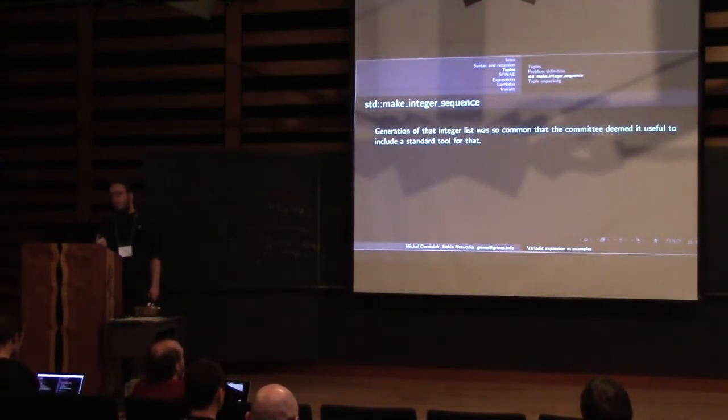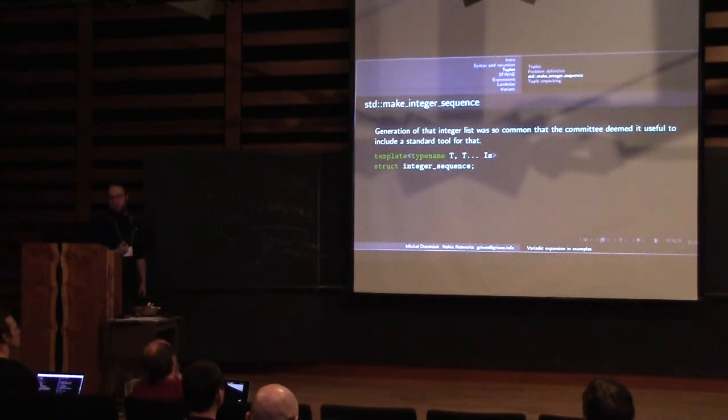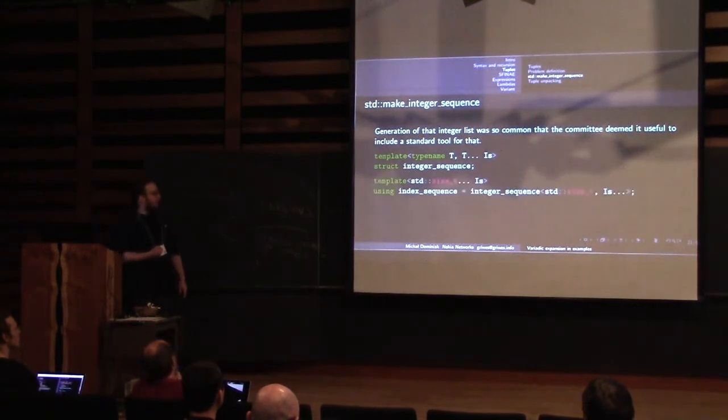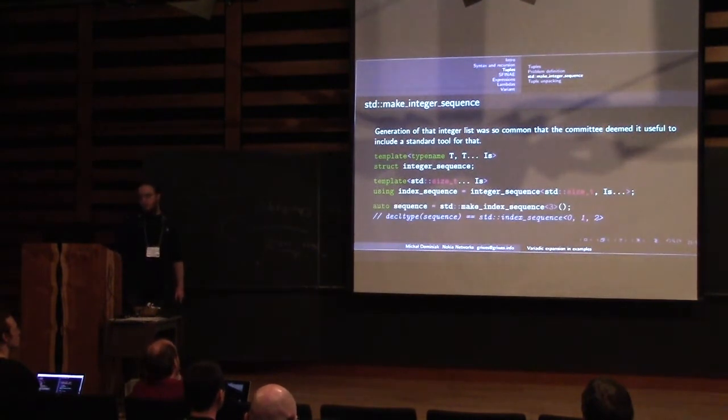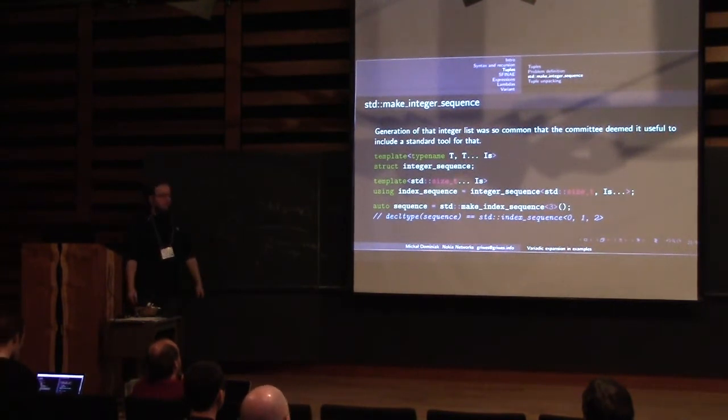So it used to be a problem, but it isn't since C++14. There is a very useful tool in the standard library. It's called integer sequence. There is an alias for this type that's specialized, an alias that uses size_t for the type called index_sequence, and there is a helper that allows us to easily create index sequences. So you give it the size of the sequence you want, and it gives you the sequence from 0 to n minus 1. So that's very nice.